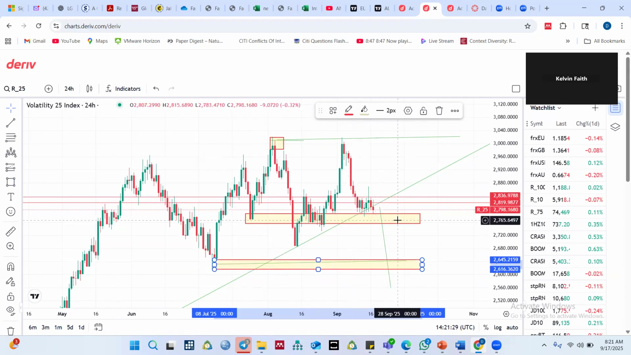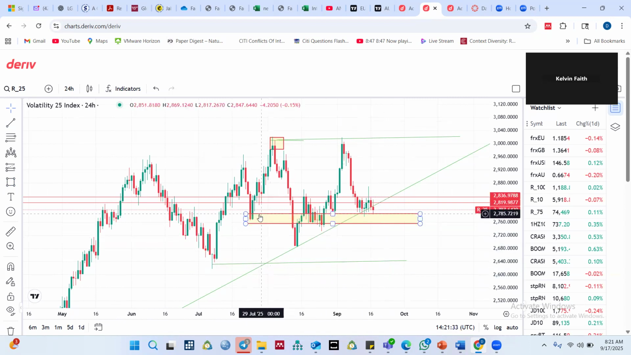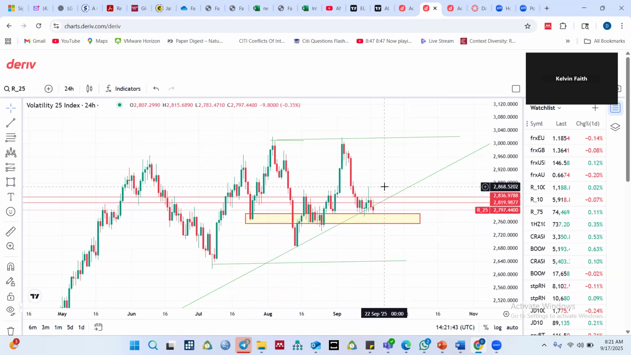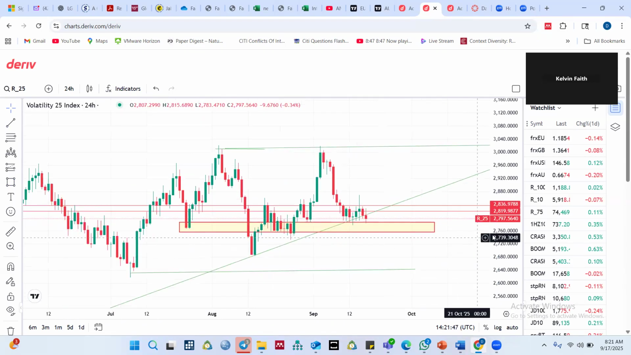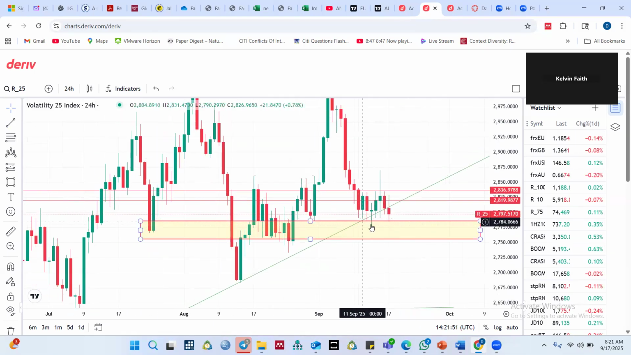So this is the daily time frame. For now, I am not looking for a bearish move. I'm anticipating price to move, reject and close above the trend line after reacting into this area.